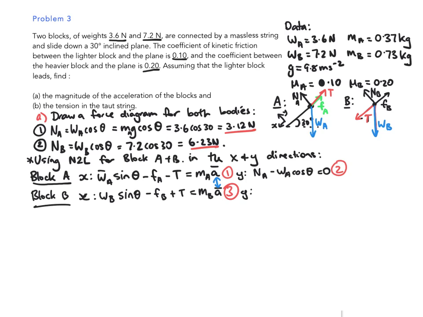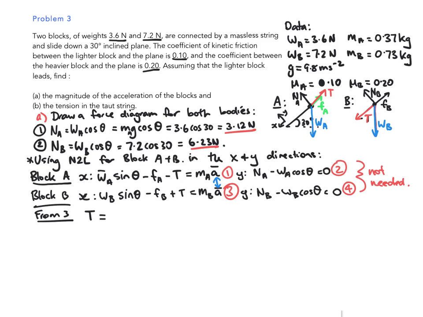And just for some good practice, we'll do it in the y direction as well. We get N_B minus W_B cos theta equals 0. And we're really not going to need those two equations, but it's good practice just to follow on. So from equation 3, we can rearrange and get an expression for the tension, because we want to sub that back into the other equation 1.